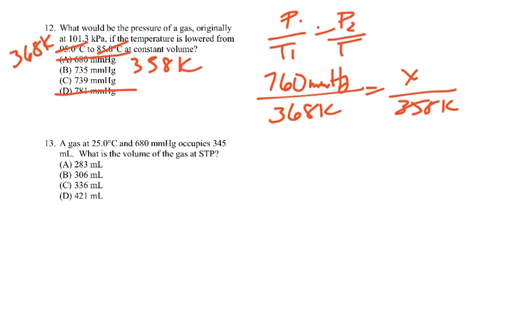So those two are almost identical, so we just have to calculate it out. So this is 760 times 358 divided by 368, and I get 739. Answer C. Okay, so I'm just cross multiplying here. I'm just doing it in my calculator.